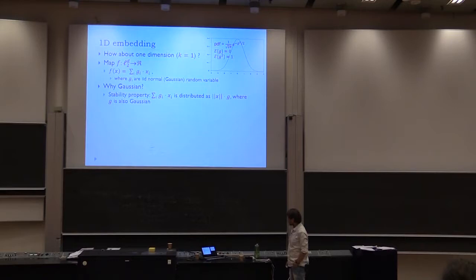So why Gaussian? I want to avoid formulas as much as possible. Obviously, some things in high-dimensional geometry will involve formulas, but I really want to give intuition, and this is the intuition. The reason we use Gaussian is what is called the stability property, namely that for any x, if we take this sum of g_i times x_i, it is a random variable that depends on the g_i. It is distributed as the L2 norm of x, basically the Euclidean length of x, times g, where g is another random variable distributed as a Gaussian. This is the property that we use. If you haven't seen this property before, this is what you should remember from this lecture to start with.